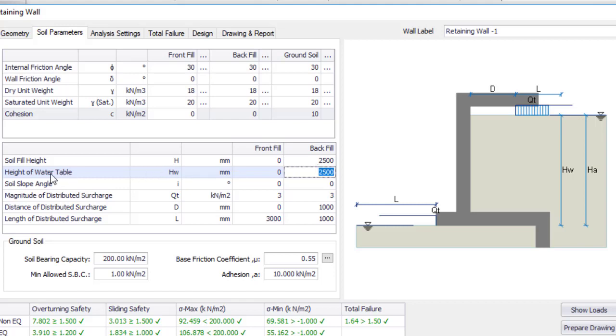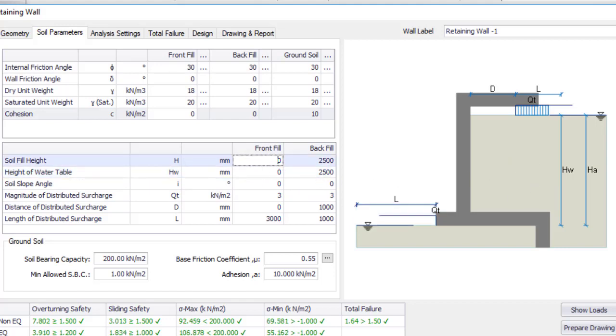Then height of water table. I will assume that at this side the water table is 0. Let me say the water table here is 500. You will see that water is at the top here. So this is where the water table is. But I will say it is 0. I don't need it, there's no water there, there's no water table.